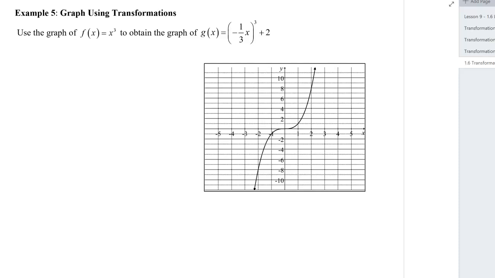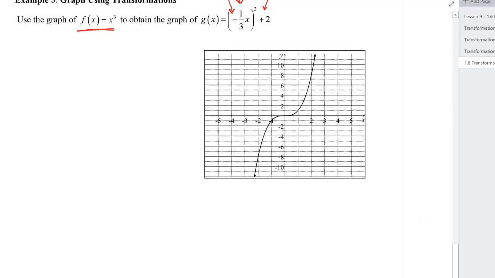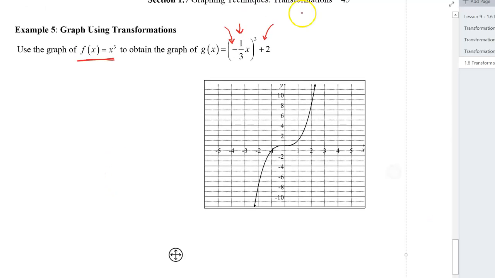Lesson 10, Example 5. So this brings us to the last example in our note sheet. In this example, we're taking the parent function f of x is equal to x to the third power, and we're transforming it by adding three things: this 1/3, the negative, and the 2. So you should see three transformations. So let's go ahead and list those over here.